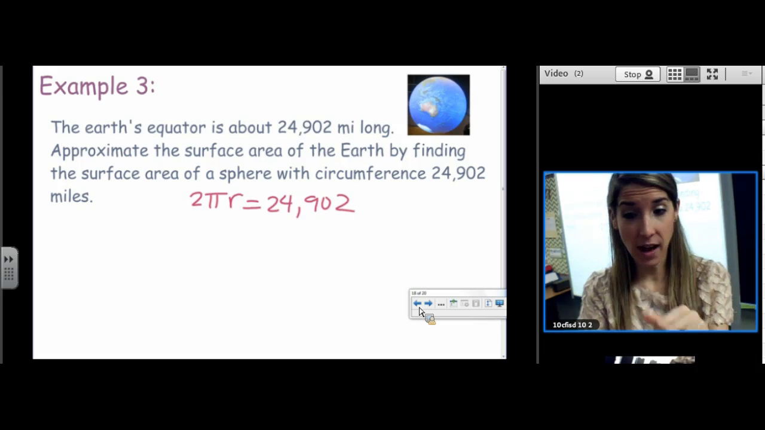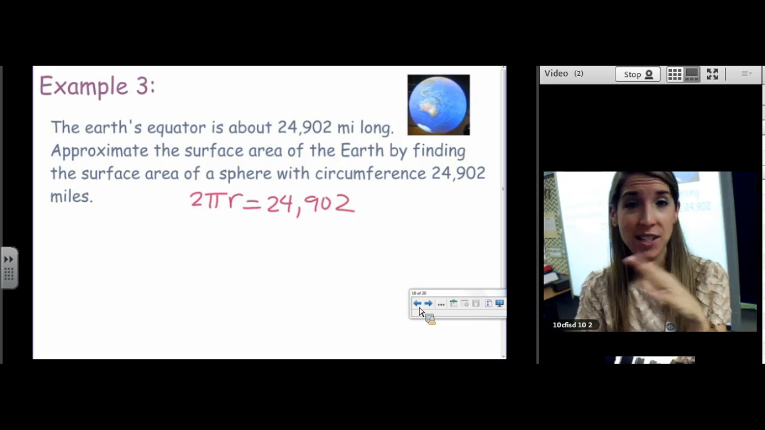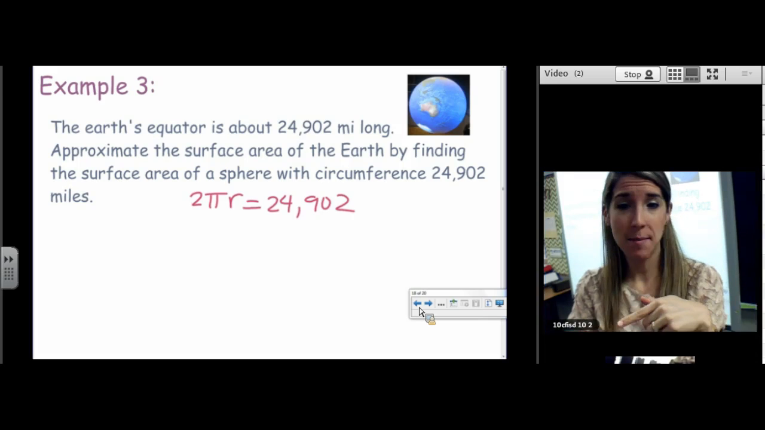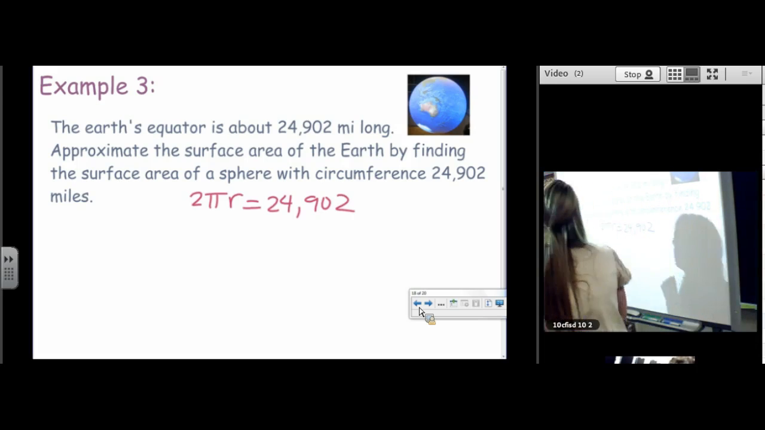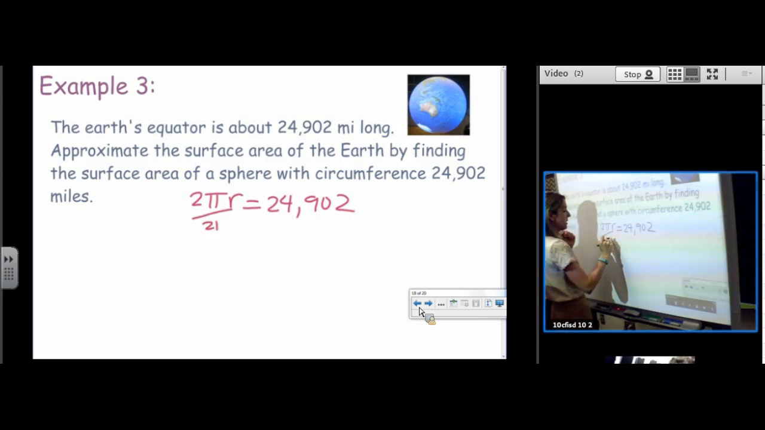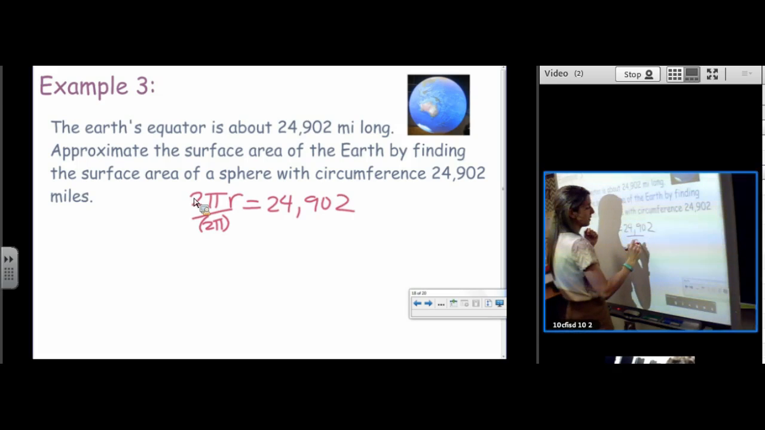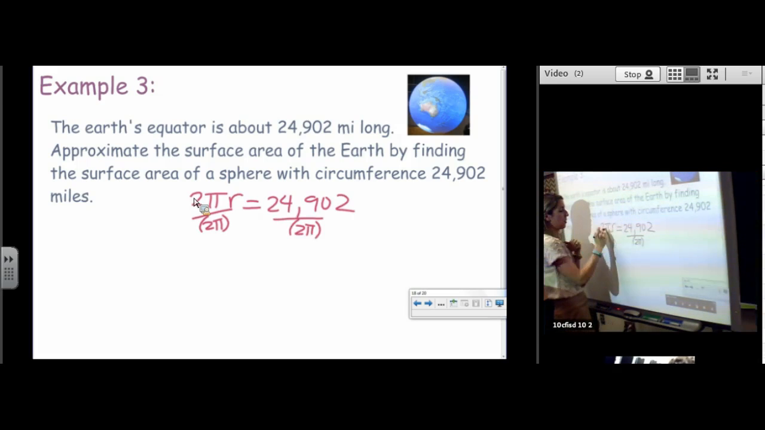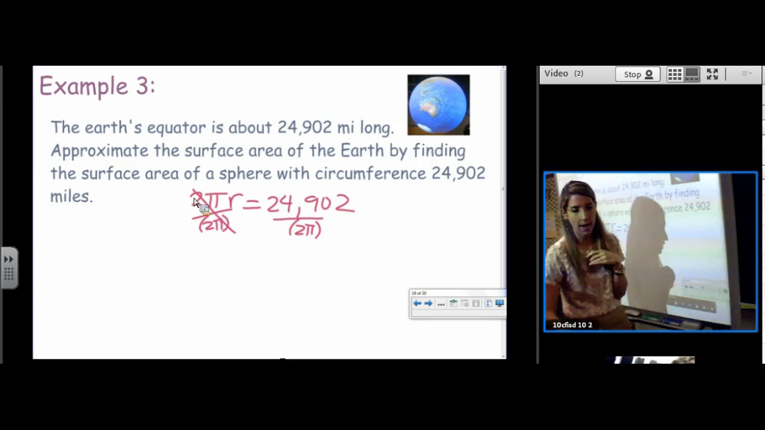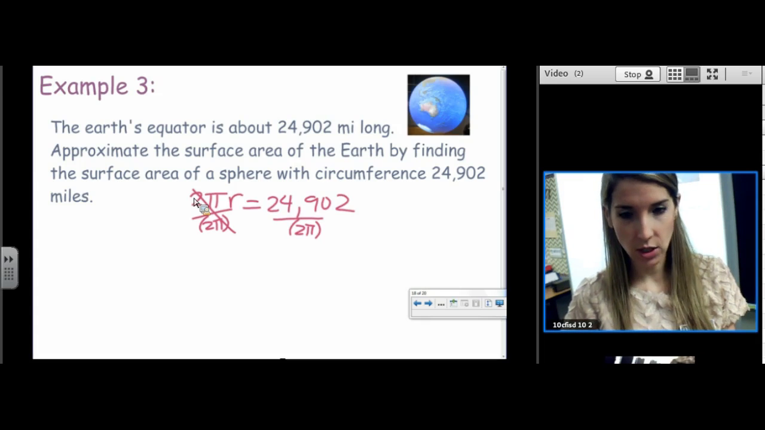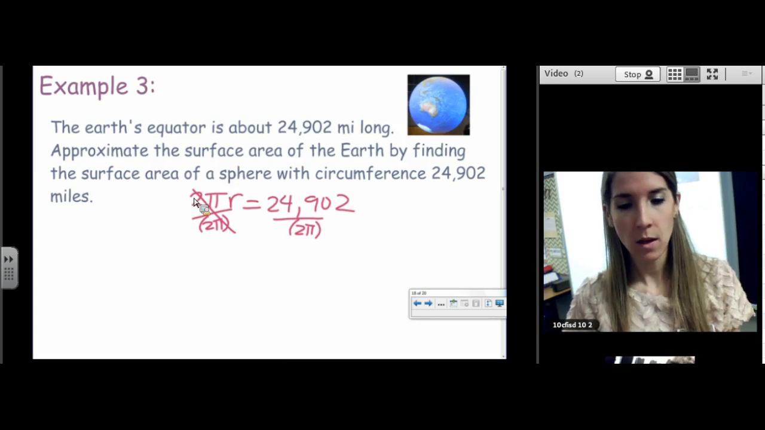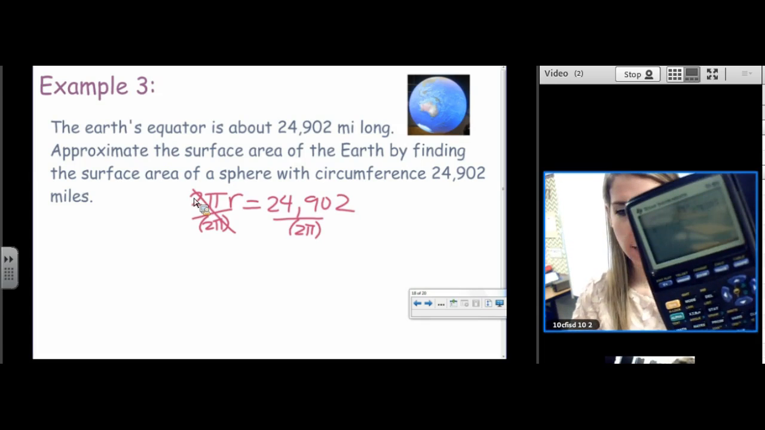So, how can we get the radius? Pi's don't cancel. Do you see how there's no pi in my circumference? So we can't just cancel the pi's out like we normally do. We have to divide both sides by 2 pi. Make sure you put that in parentheses. 24,902 divided by, parentheses open, 2 times pi, parentheses closed. So please make sure you use parentheses.